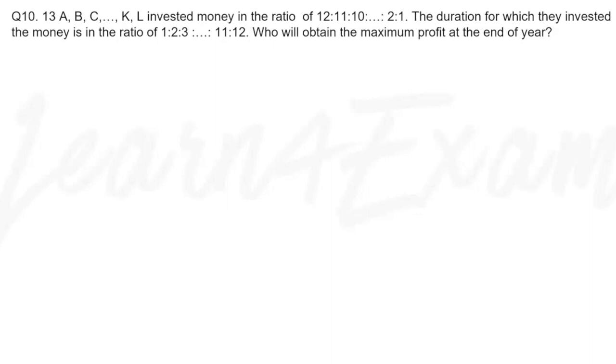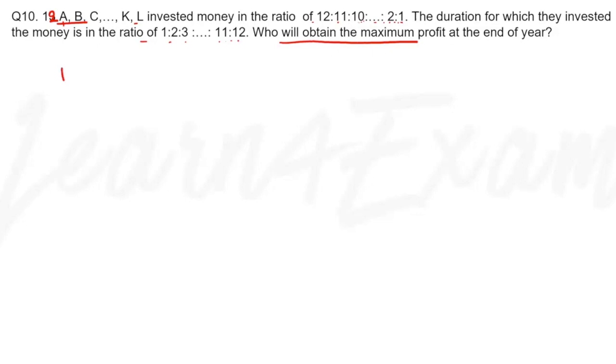Now, this is a very nice question. 13 people from A to L invested money in the ratio 12:11:10 down to 1, during the period which they invested was in the ratio 1:2:3 till 12. There would not be 13 people but 12 people, right? We need to find out who will obtain the maximum profit at the end of the year.